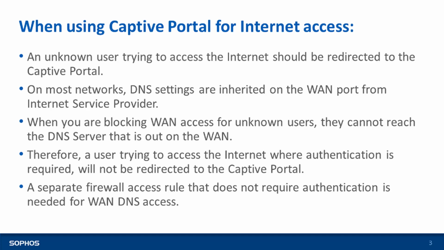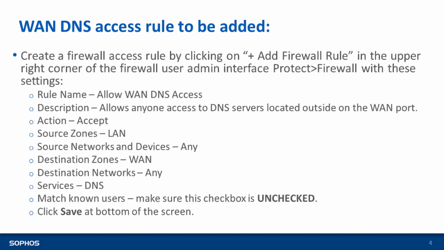Therefore, a user trying to access the internet where authentication is required will not be redirected to the captive portal. You need to create a separate firewall access rule that does not require authentication so those users can hit the DNS servers. The WAN DNS access rule that needs to be added can be created by clicking on the Add Firewall Rule button in the upper right corner of the Firewall User Administration interface under the Protect Firewall section. The settings for the rule are listed below.